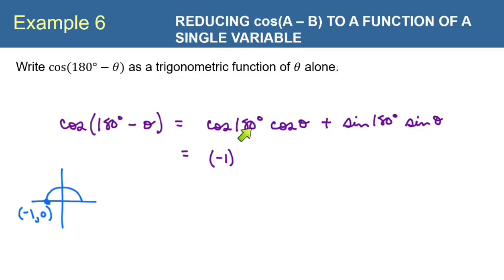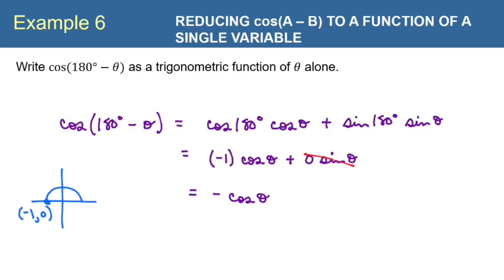So we have cosine of 180 degrees is -1, and that's multiplied by cosine of theta. Then we have plus the sine of 180 degrees, which would be 0, times the sine of theta. Now simplifying here, we know that 0 times anything is going to be 0, so that term disappears, and we have -1 times cosine theta, which is just negative cosine theta. And so you see that we restated this original cosine function as a function of theta alone.